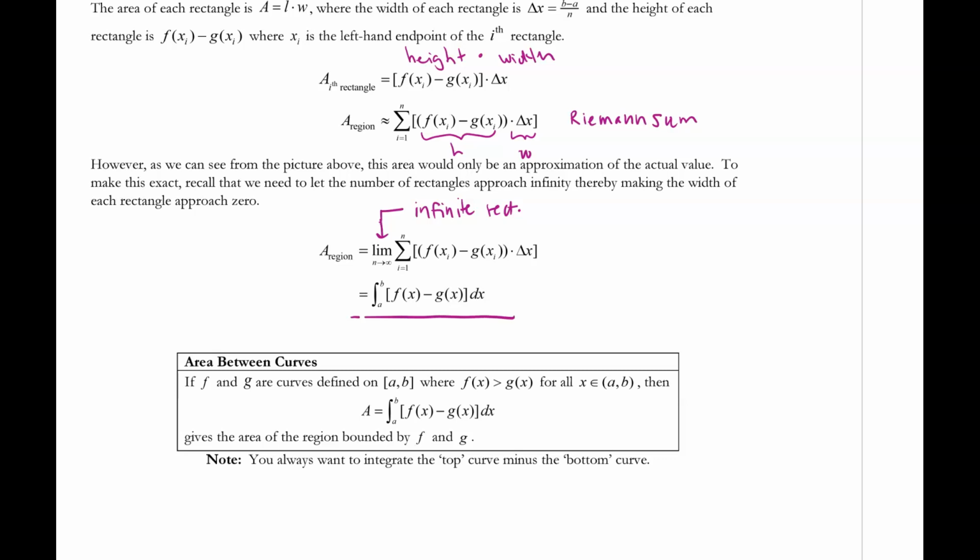And so we just arrive at this definition again. We said anything in a box is really important. I don't know that we need to memorize this, but we need to understand the idea that if we're integrating between two curves, the height is always going to be top minus bottom.